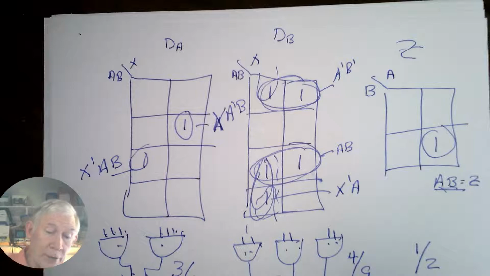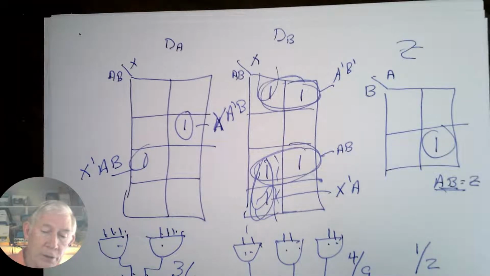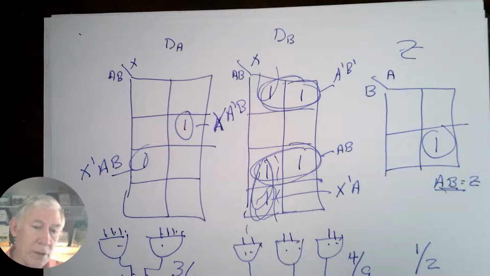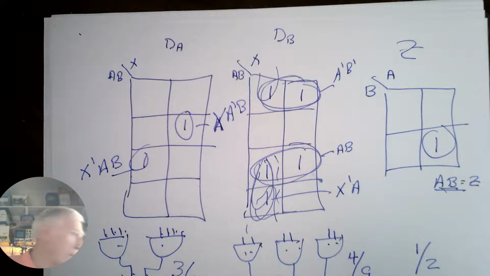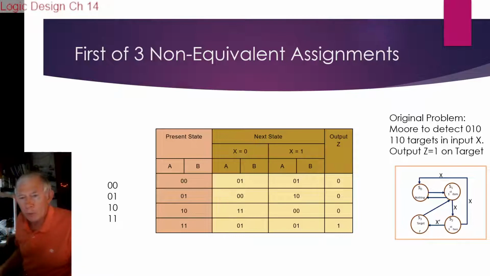So we'll add these up, and that's going to be 3, 7, 8 gates, and 19 inputs. Okay, so now we see that in this example we wound up with 8 gates and 19 inputs. Okay, that's great. Now let's do the next one.